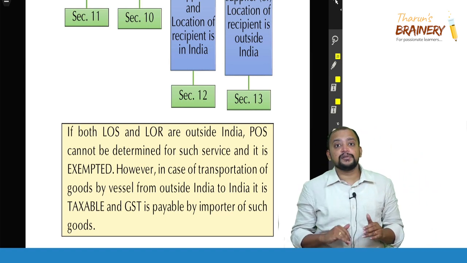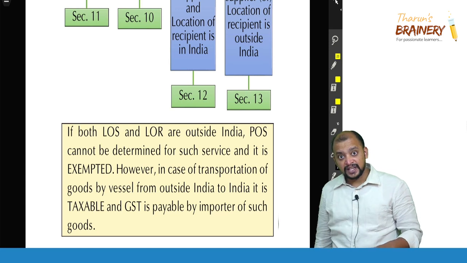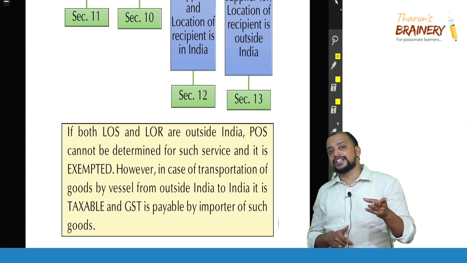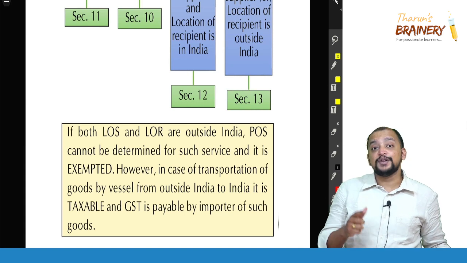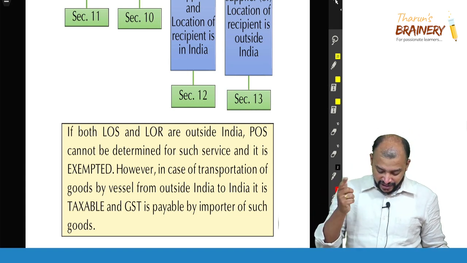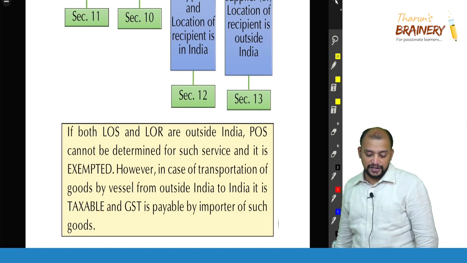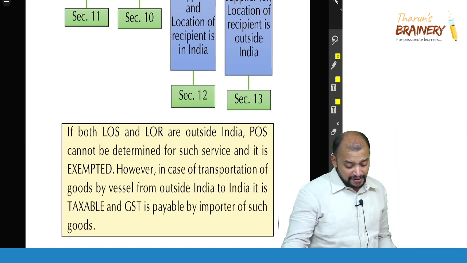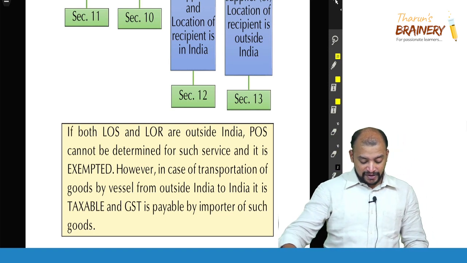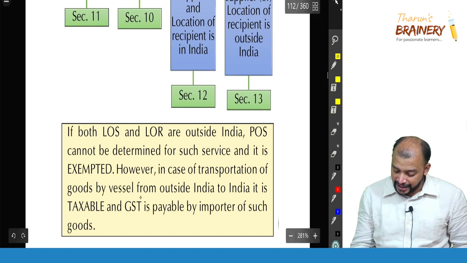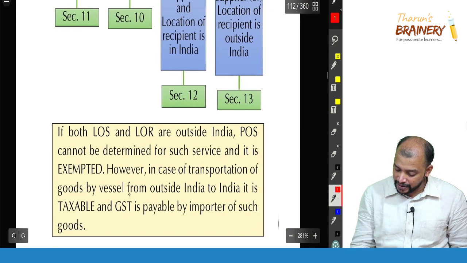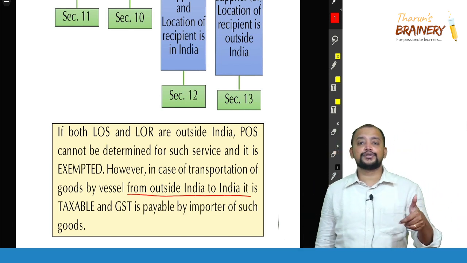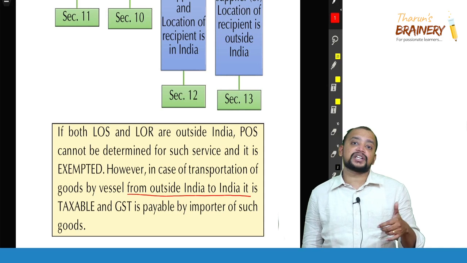In that case, liability to pay GST is on the recipient, but that recipient is not there in India. So as we already discussed, if you remember, both supplier and recipient are outside India, but one person will be paying GST. Who is that? The importer of such goods. Please see, if both location of supplier and location of recipient are outside India, place of supply cannot be determined and such service is exempted. However, in case of transportation of goods by vessel from outside India to India, it is taxable, and GST is payable by the importer of such goods. Where did we discuss this? Under the exception to section 9 subsection 3.